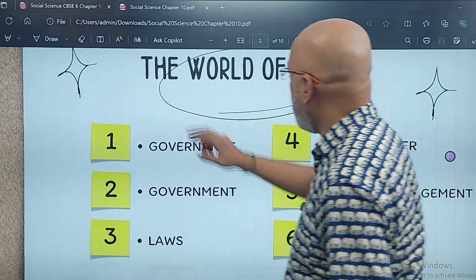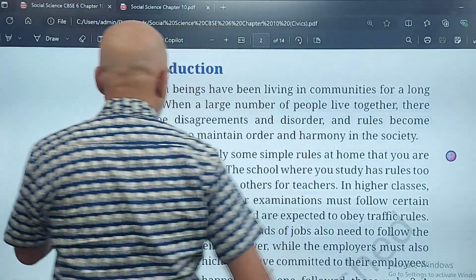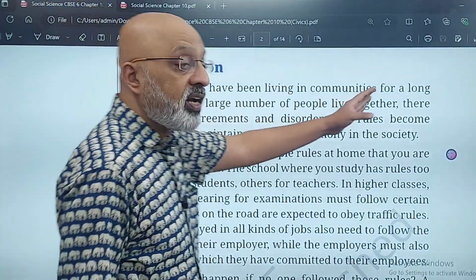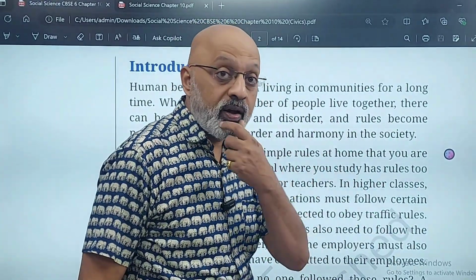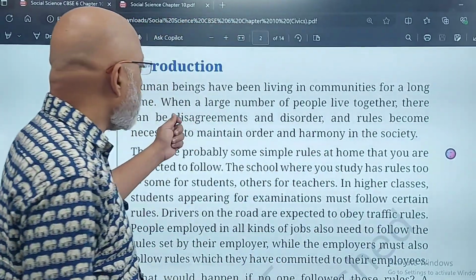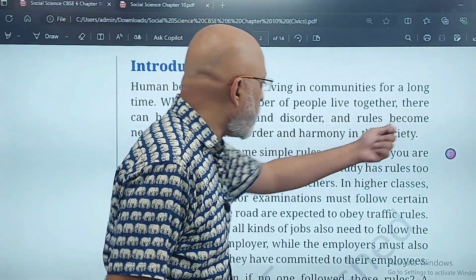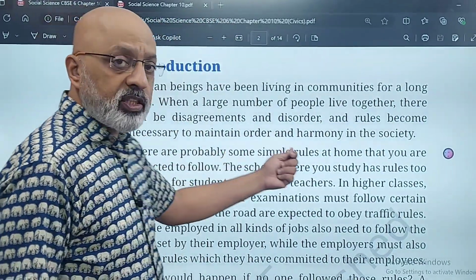Okay. Now we will come to this in a bit. पहले ये पढ़ते हैं. Now human beings have been living in communities. We've already talked about communities in the previous chapter, chapter number 9. For a long time, when a large number of people live together, there can be disagreements and disorder.